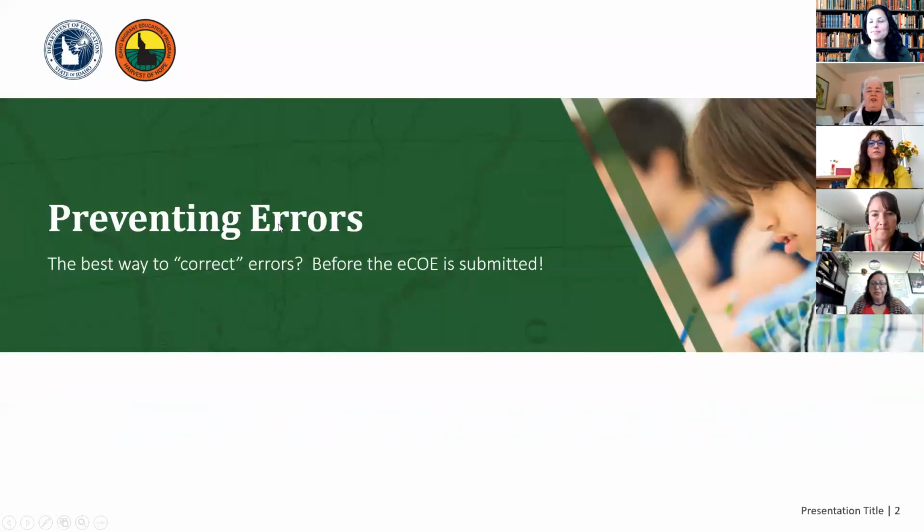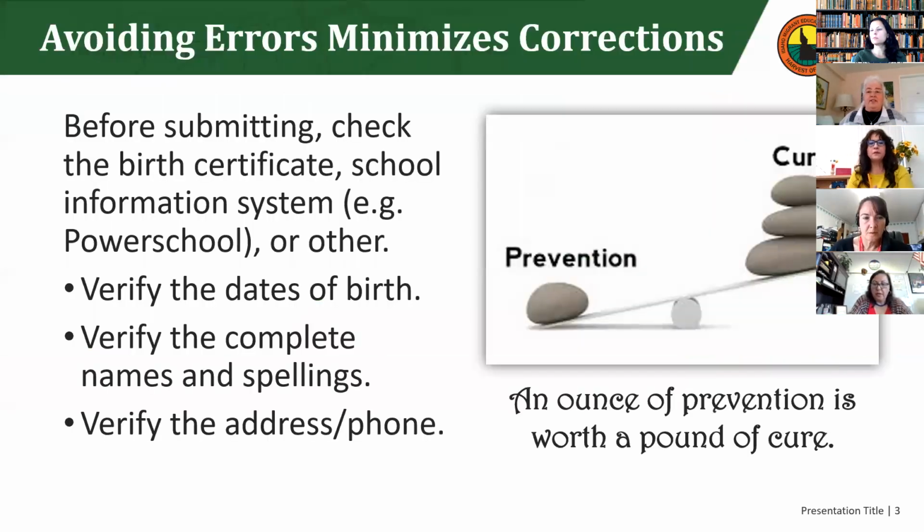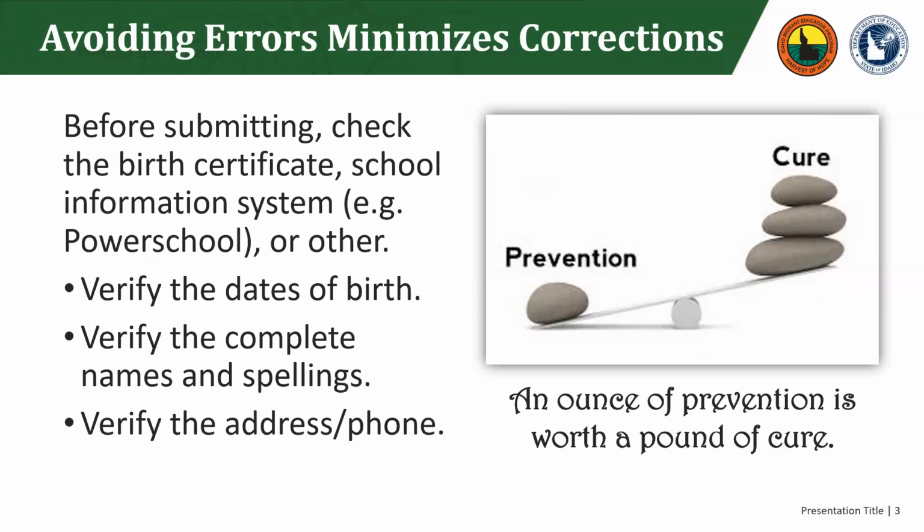The best way to correct errors is to prevent them before they happen. This will save you and me a lot of time. As the old saying goes, an ounce of prevention is worth a pound of cure. Checking the birth certificate is the best way to ensure that student names and dates of birth are correct. You will also find that using Google Maps is a good way to ensure that cities and streets are spelled correctly.